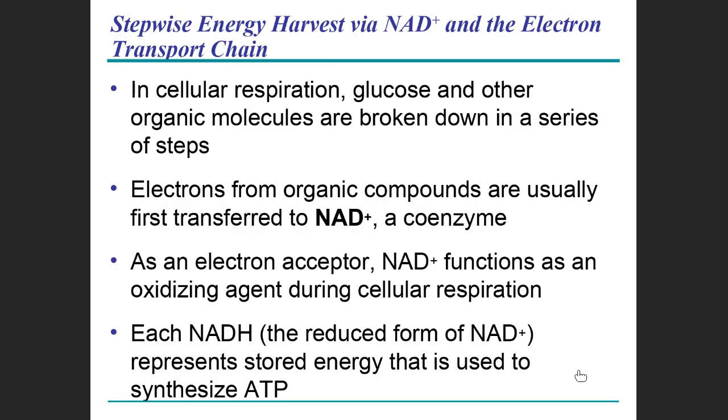So lots of letters. It is an alphabet soup today, but hopefully by the end of tomorrow, it'll all come together.